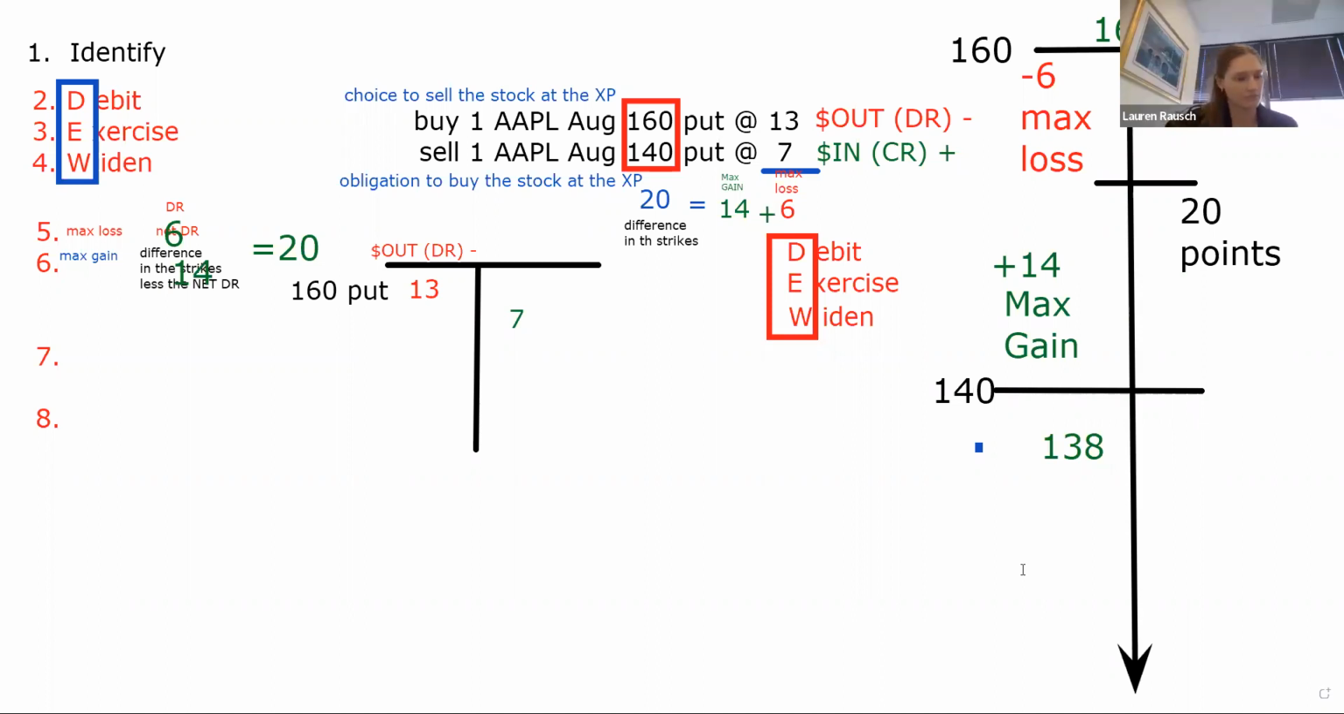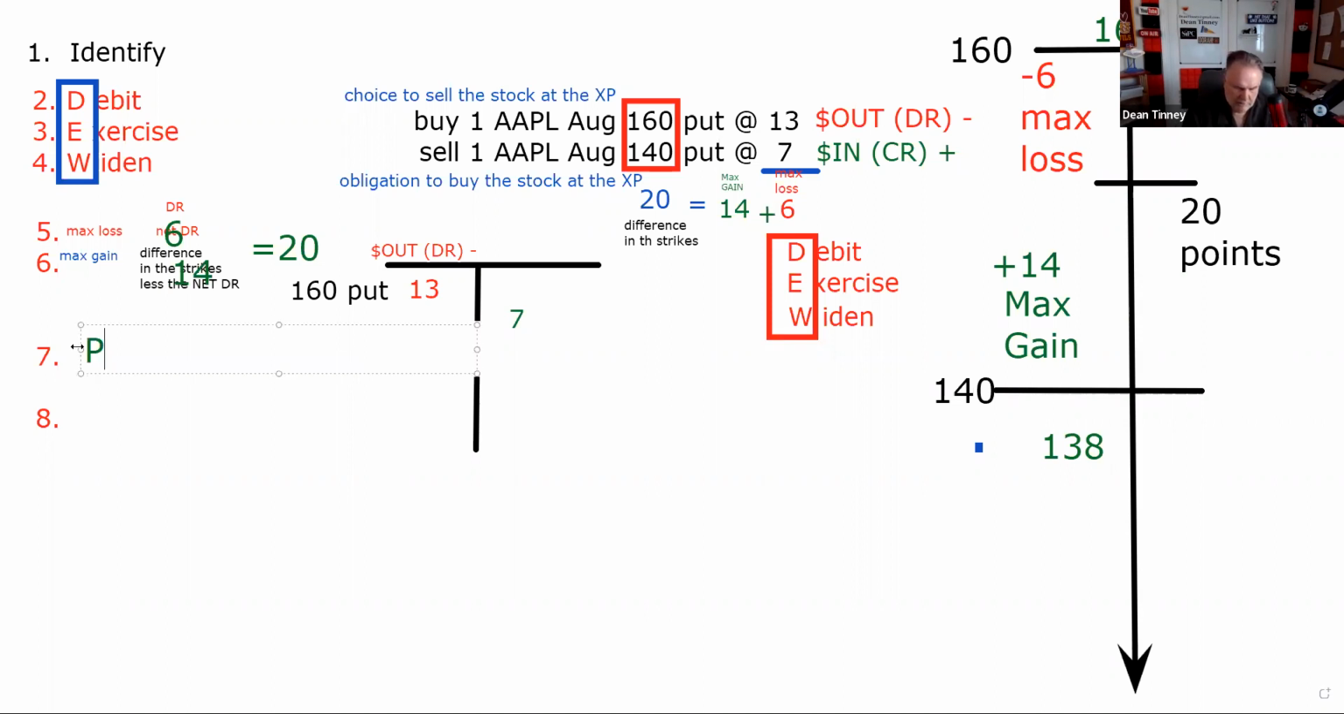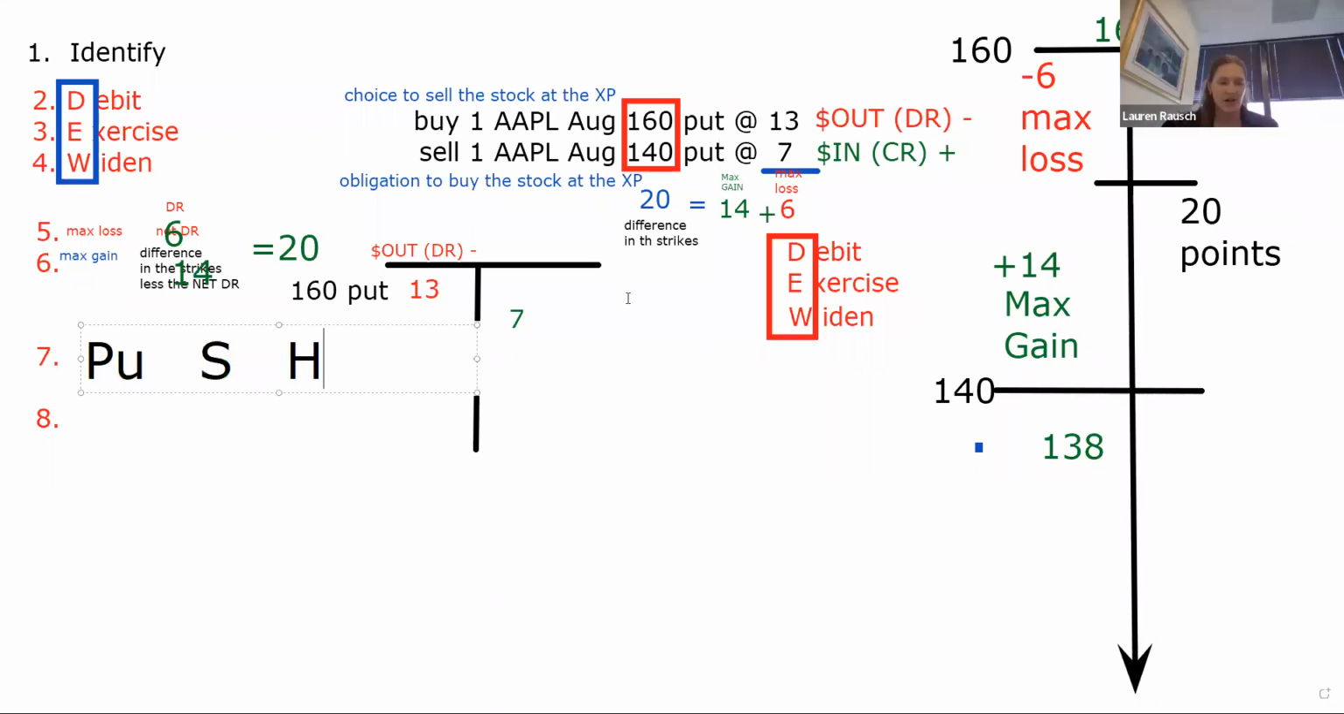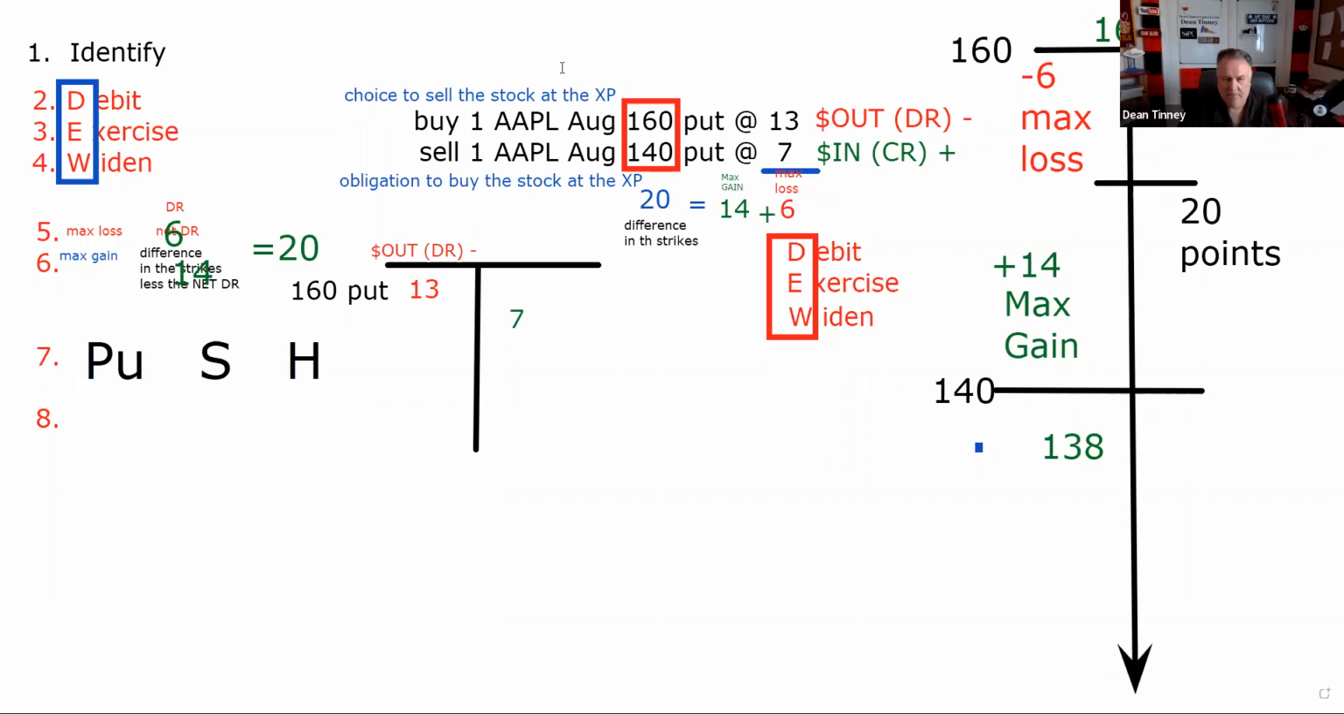So our two memory aid devices are call up, put down, or as it relates to spreads, CAL and PUSH. CAL and PUSH. And what does that stand for? PUSH: Put, subtract from higher. Oh man, you are on fire.